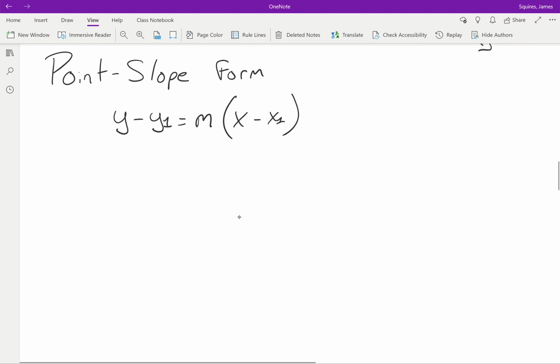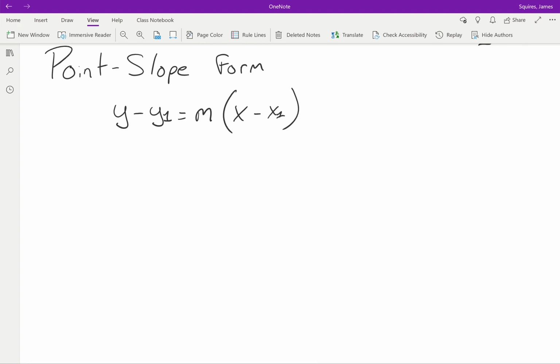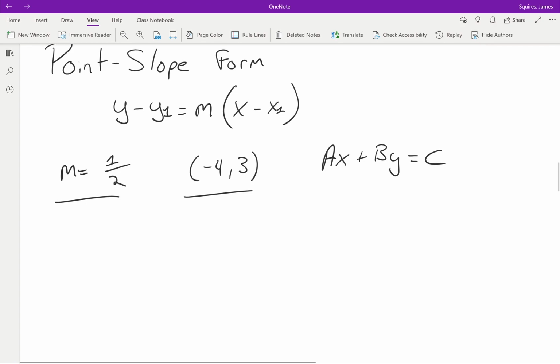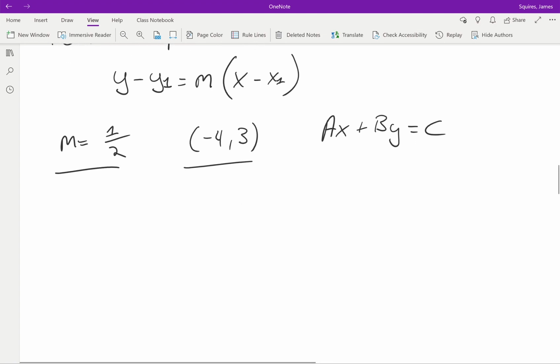So if we were told that the slope of the line equals 1/2, and this line also passes through the point negative 4, 3, we may be asked, given that the line has this slope and passes through this point, to write the equation of the line, the standard form of the line that has slope 1/2 and passes through the point negative 4, 3. So the first thing we have to do is plug this information into our point slope form equation.